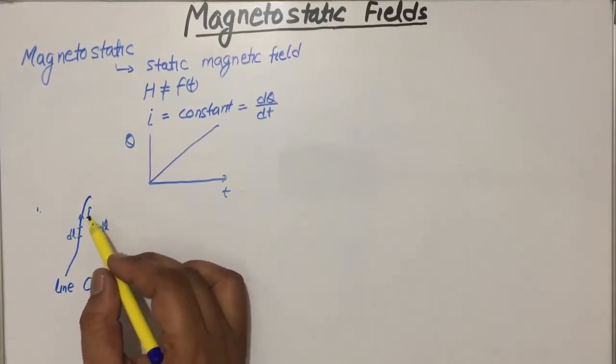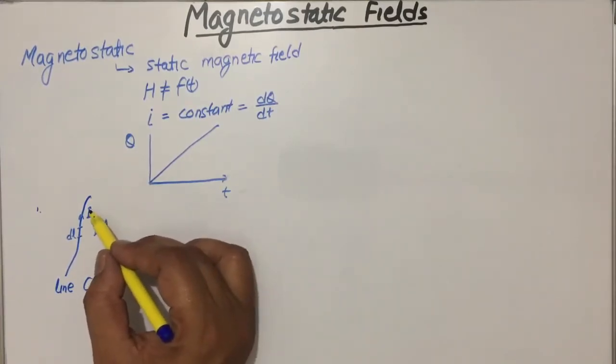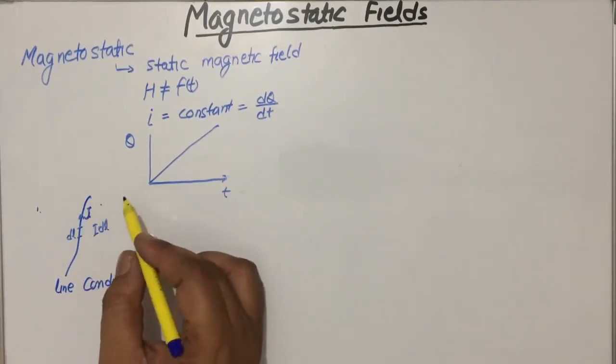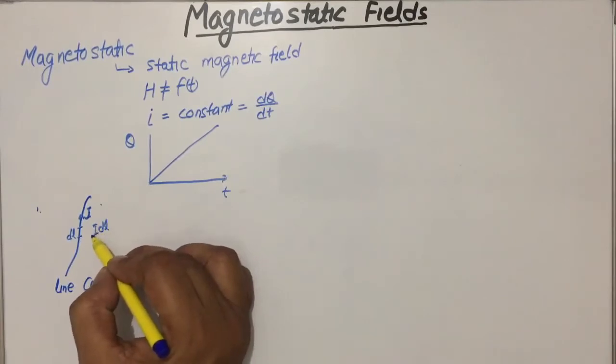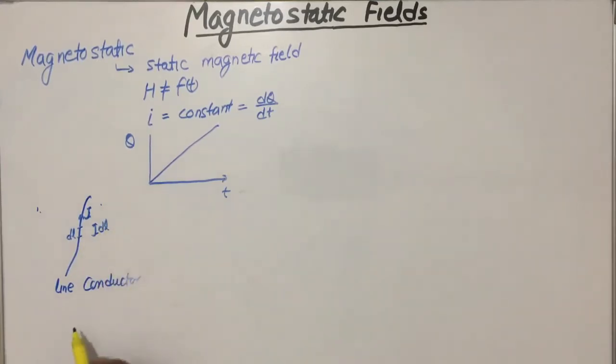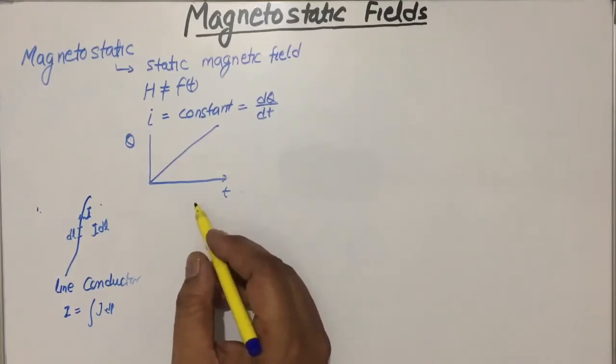If I is the, okay, we can consider it J, don't consider it I, consider it J. The current density flowing from this line conductor is J, ampere per meter, and if we have J, then the current flowing from this will be J dl. So the current flowing from this line conductor will be J dot dl.